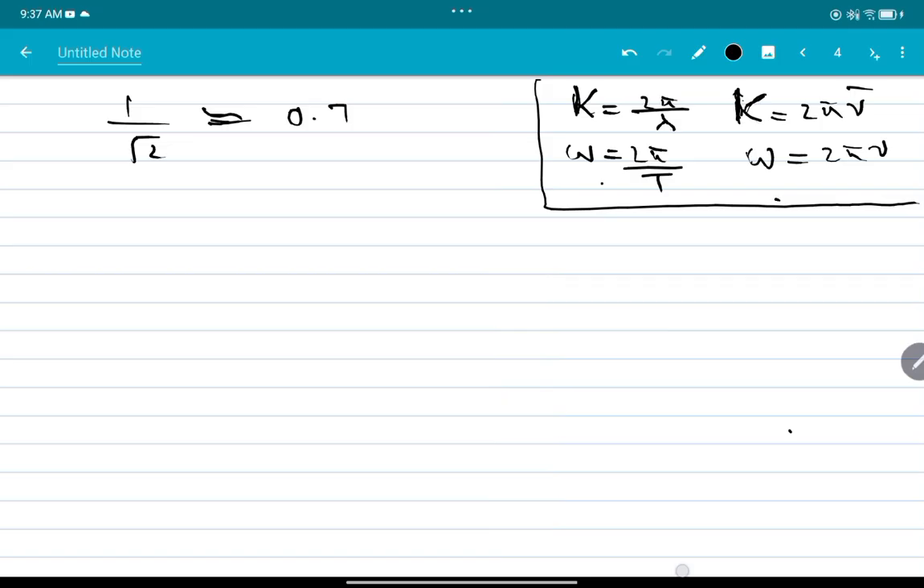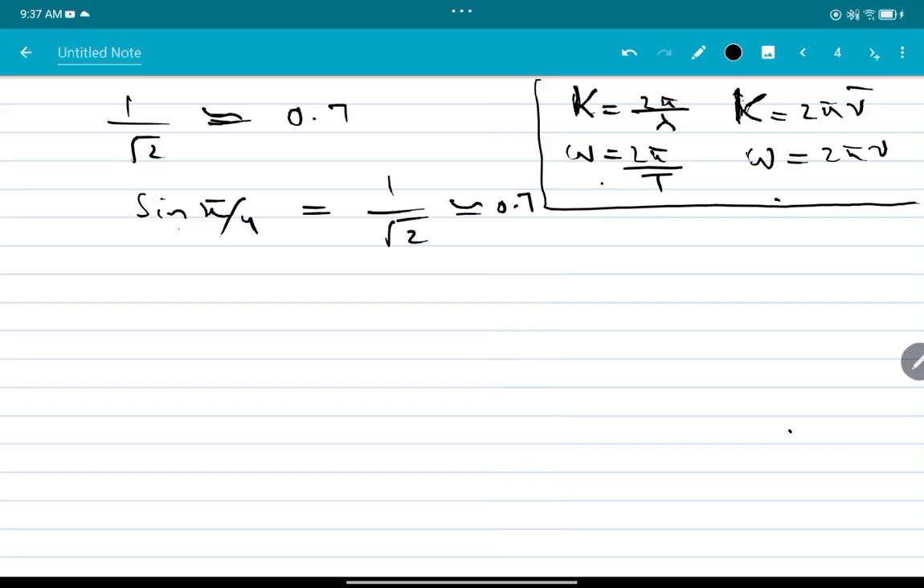In order to explain what this Fourier series is about, I will often need the value of sine pi by 4. Sine pi by 4 is sine 45 degrees, which is 1 by root 2, approximately 0.7. Same is the case with cos. Cos pi by 4 is also the same, 1 by root 2.